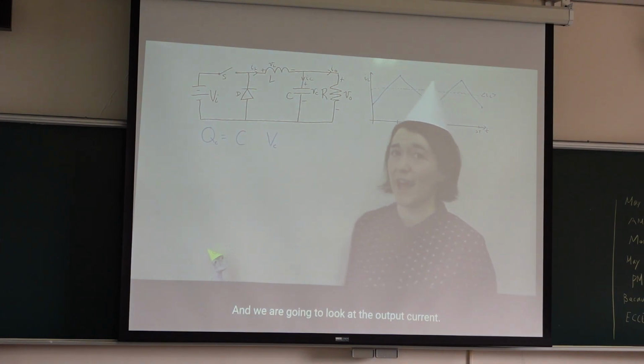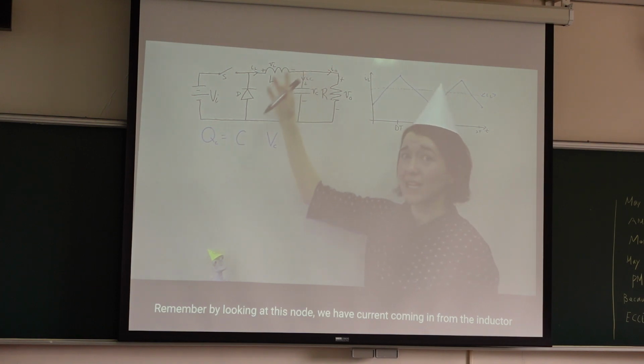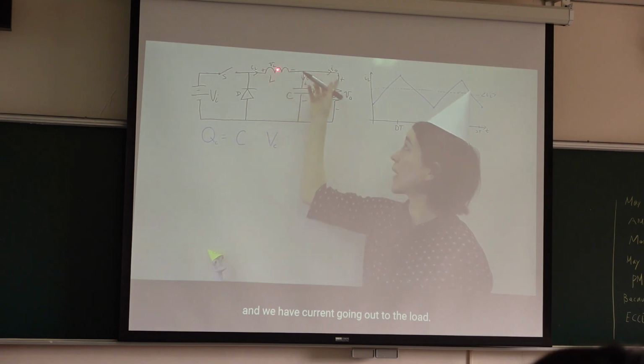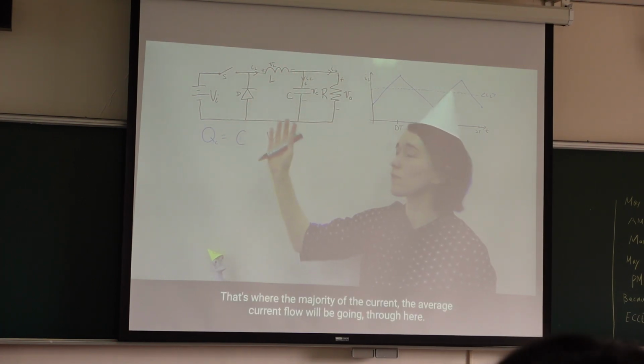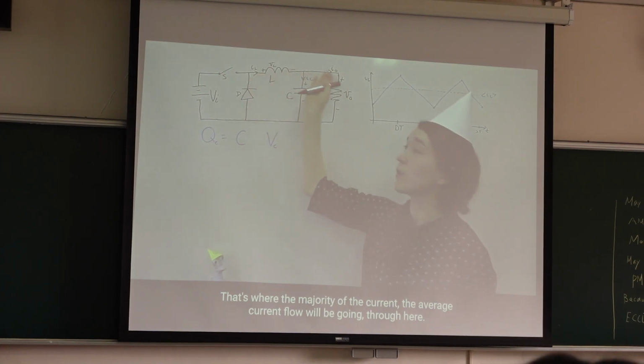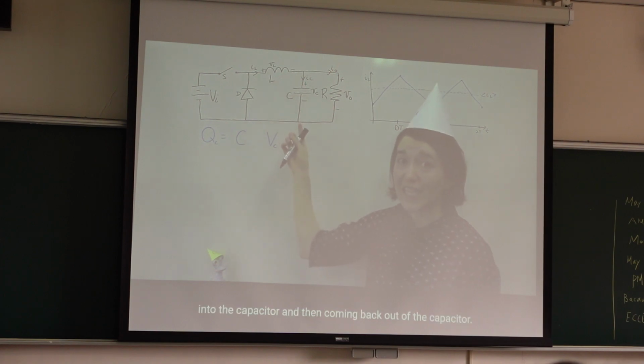We're going to look at the output currents. So this is the output current. Remember, by looking at this node, we have current coming in from the inductor, and we have current going out through the load. That's where the majority of the current, the average current flow, will be going. But a little bit of current will be going into the capacitor and then coming back out of the capacitor.